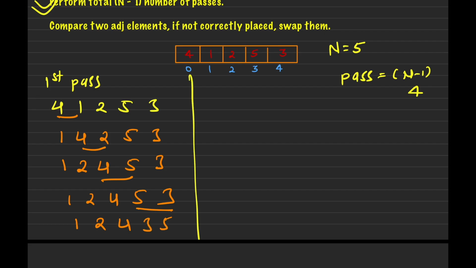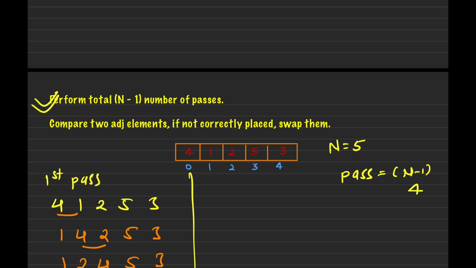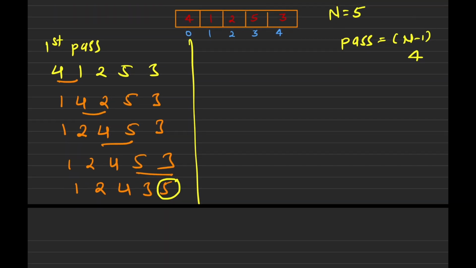And if you observe carefully, the first largest element came at its correct position. And this is what we discussed over here, right? In the first pass, there will be exactly one element which will be present at its correct position, that is the largest element. Now let's start with the second pass.